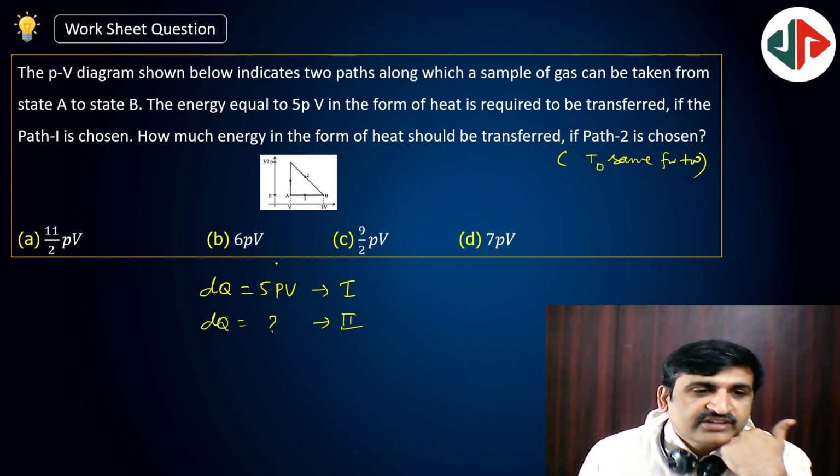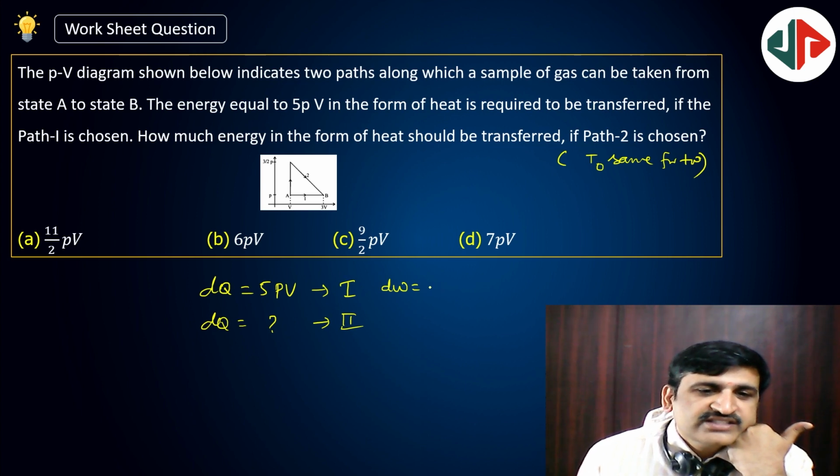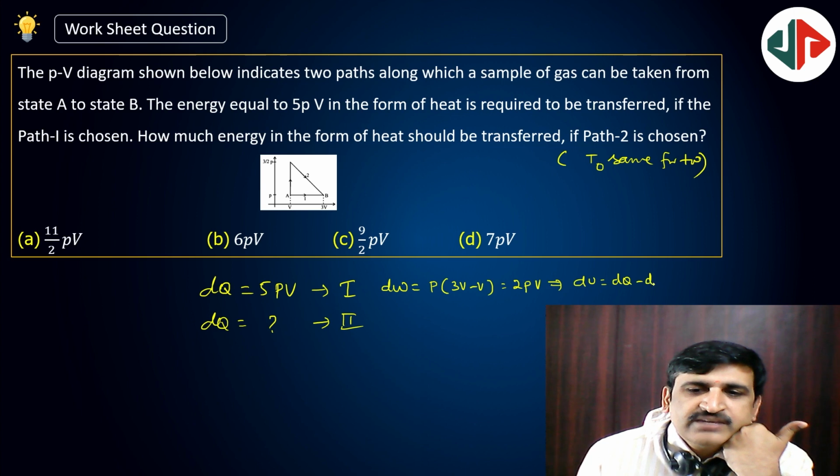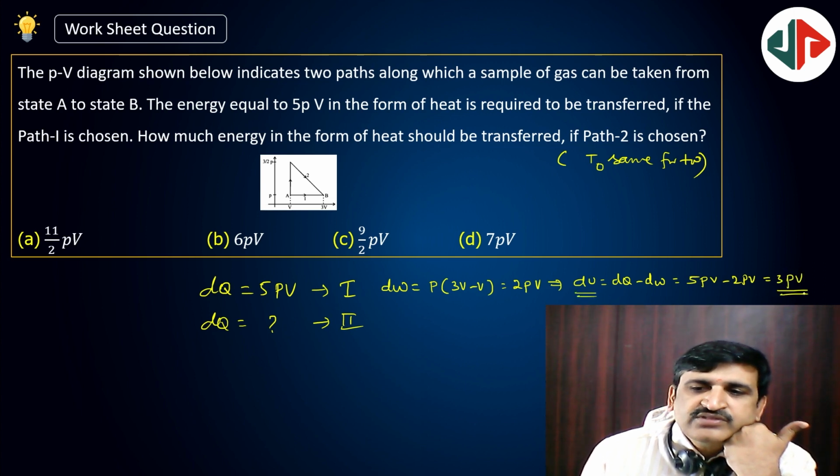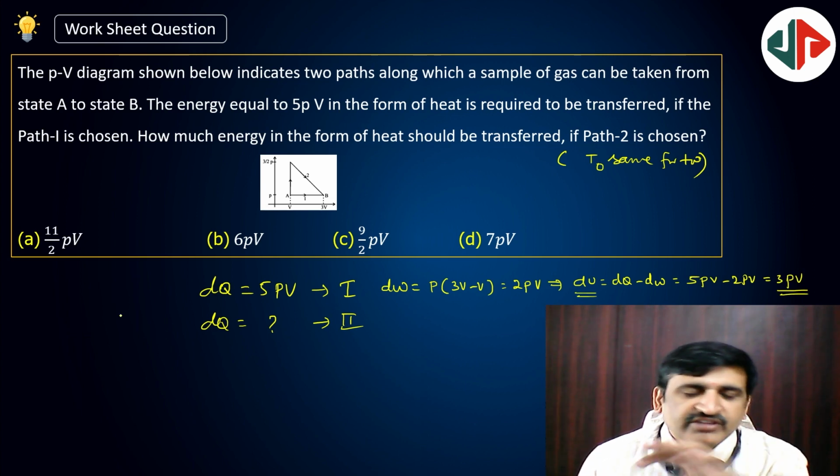Anyway, the work done in the first process A to B is dW equal to P delta V. P is P, delta V is 3V minus V, that is equal to 2PV. 2PV is the work done. Then by the first law of thermodynamics, dU is equal to dQ minus dW. dQ is 5PV minus 2PV, which is equal to 3PV. 3PV is the internal energy change from A to B, so that we can use in the second process.